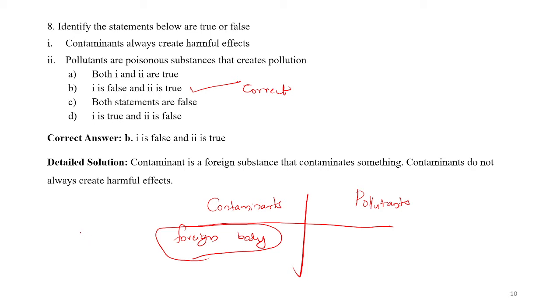Whereas pollutants are also foreign bodies, but they cause harmful effects to, say, human beings or other organisms, biota, and the environment. They are causing hazardous or harmful effects to the environment. So they are known as pollutants and they are poisonous in nature. Therefore our option B is correct. 1 is false and 2 is true. So let us move on to the next question.